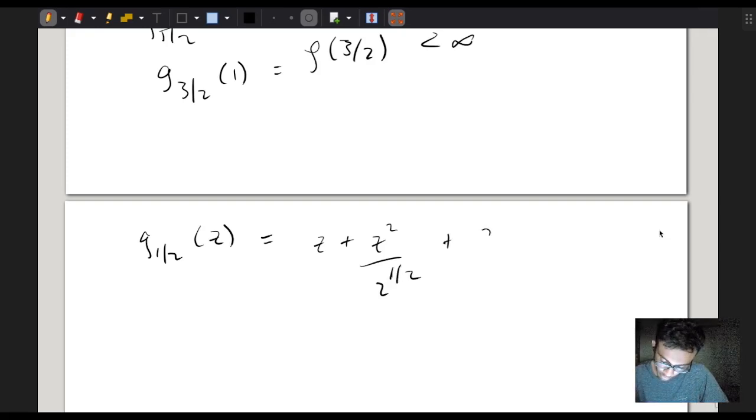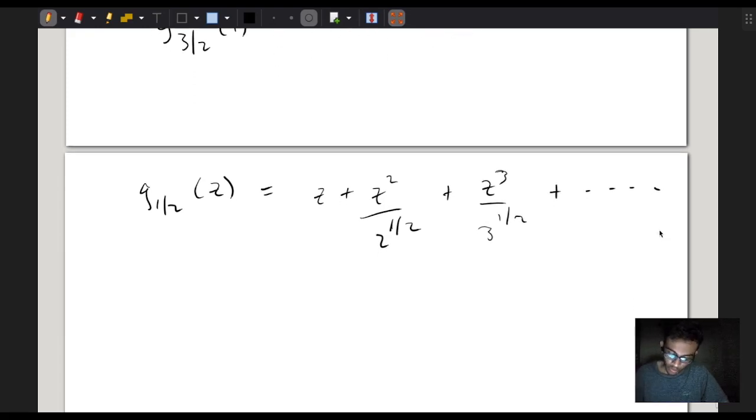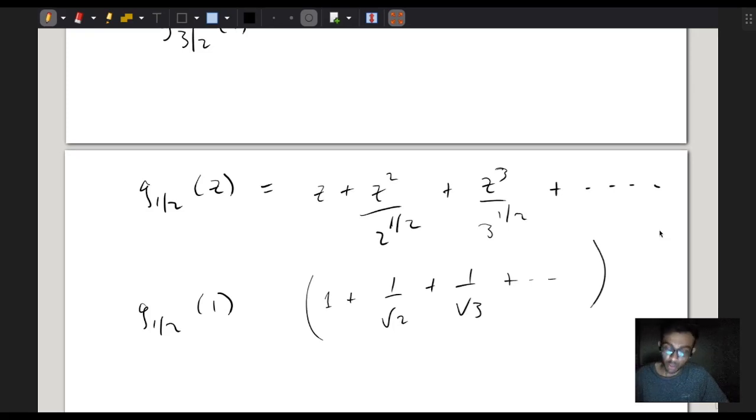Yeah, plus Z cubed by 3 to the 1 by 2, and so on. So if you just put Z equal to 1 here, that would be a sum like 1 plus 1 by root 2 plus 1 by root 3 plus so on. So this sum does not converge.